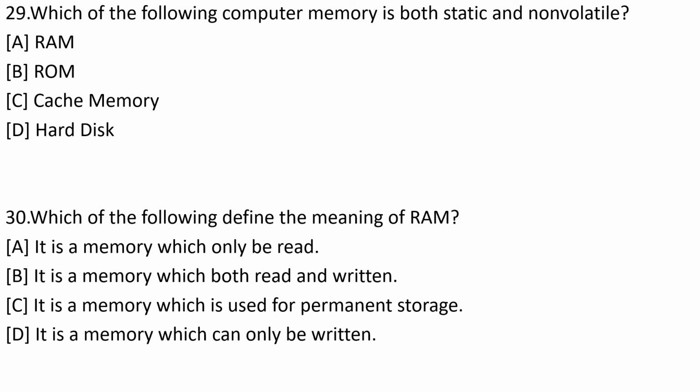Question number 29. Which of the following computer memory is both static and non-volatile? Option A, RAM. Option B, ROM. Option C, cache memory. Option D, hard disk. And the answer is option B, ROM.